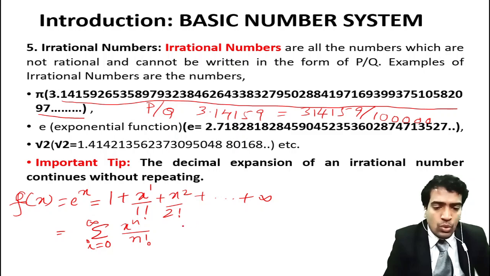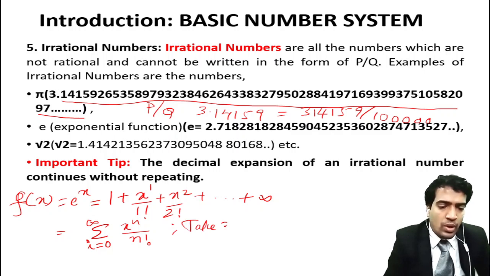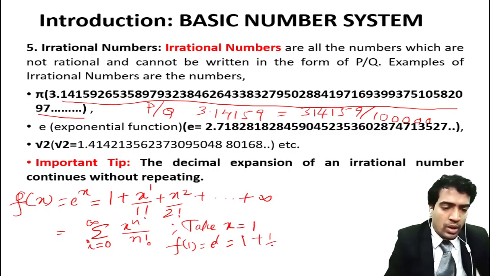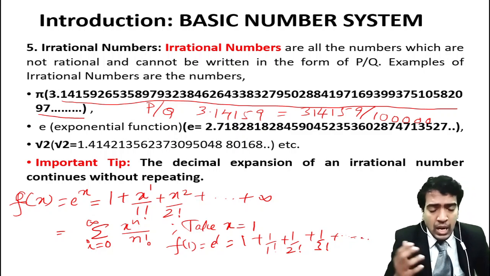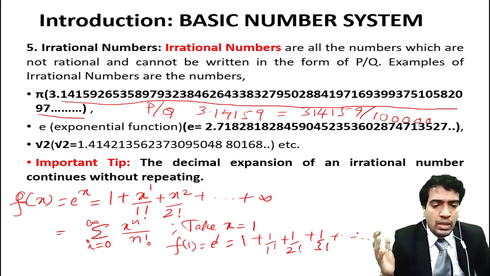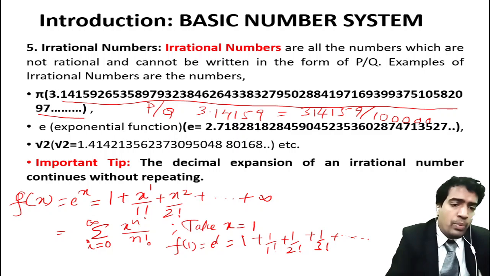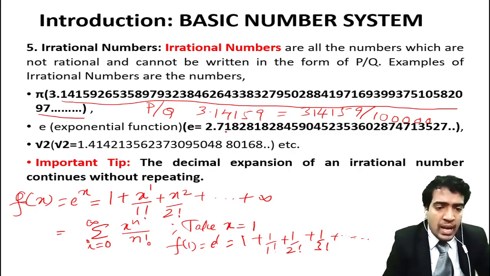If you take x equal to 1, then this will be f of 1 is equal to e power 1, which will be 1 plus 1 by 1 factorial plus 1 by 2 factorial plus 1 by 3 factorial plus so on. And if you add this sum, and this is an infinite sum, friends, it continues without ending.